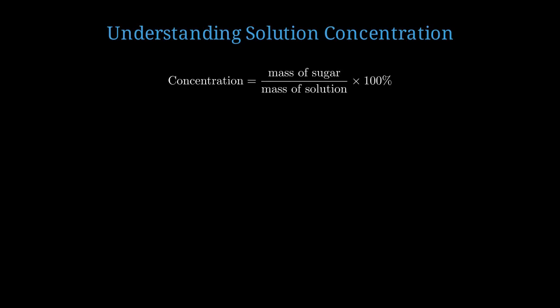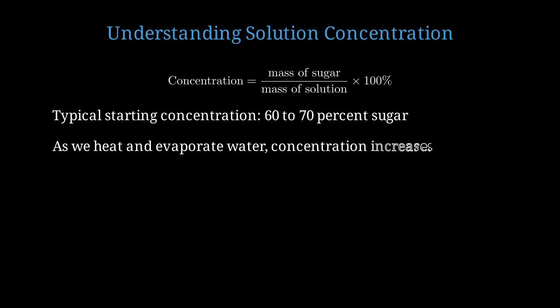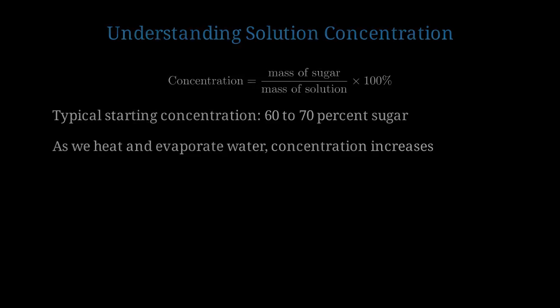In candy making, we start with a sugar solution. But concentration is everything. Concentration is defined as the mass of sugar divided by the total mass of solution times 100%. We typically start with a concentration of 60 to 70% sugar by mass. This is already a highly supersaturated solution compared to what would naturally dissolve at room temperature. As we heat the solution and water evaporates, the concentration increases dramatically. This is the key to candy making.